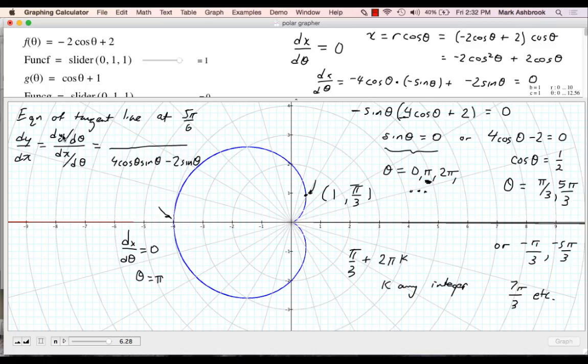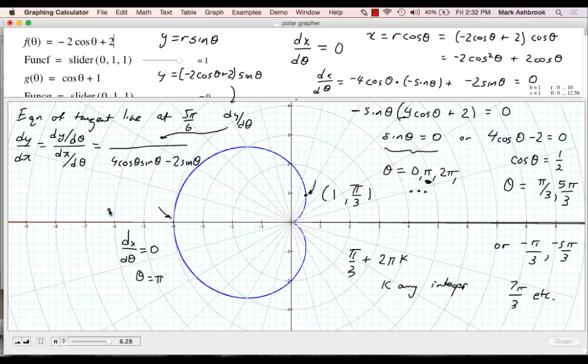And then dy/dθ would be from r sine θ, right? So y is r sine θ. And that would be negative 2 cosine θ plus 2 times sine θ. So we're going to find dy/dθ, put it here, and then evaluate that.